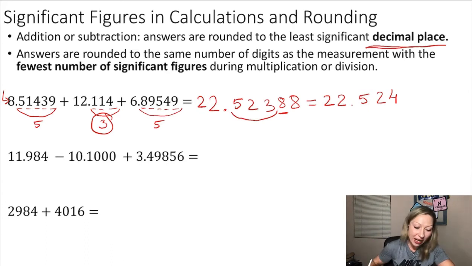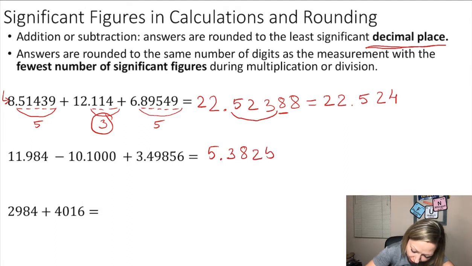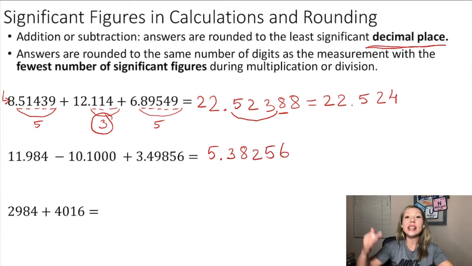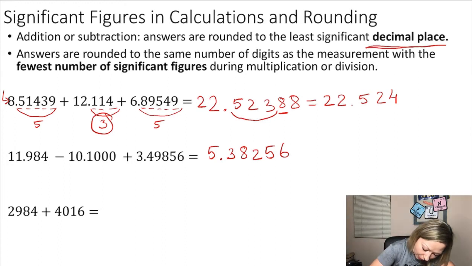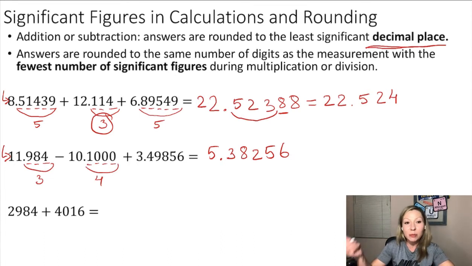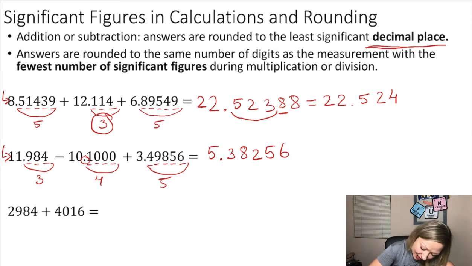Let's do another one. If you do the calculation for the other one, you are going to get 5.38256. Let's see how many decimal places we have in our numbers right here. In the first number, we have 1, 2, 3 decimal places. 1, 2, 3, 4 decimal places, right? And all those zeros are significant because they are after a decimal point. In my next value, I have 1, 2, 3, 4, 5. Okay, which one is the number with the smallest number of decimal places? It's the first number here.